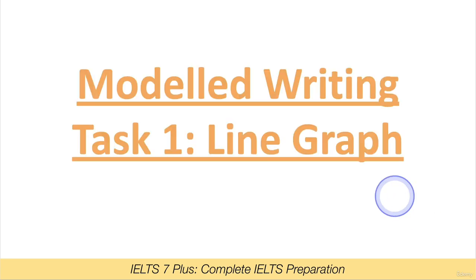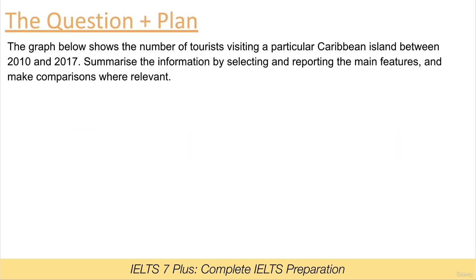Okay, let's see what we're going to tackle first. We are going to look at a line graph to start with. And the question is as follows. The graph below shows the number of tourists visiting a particular Caribbean island between 2010 and 2017. Summarize the information by selecting and reporting the main features and make comparisons where relevant.